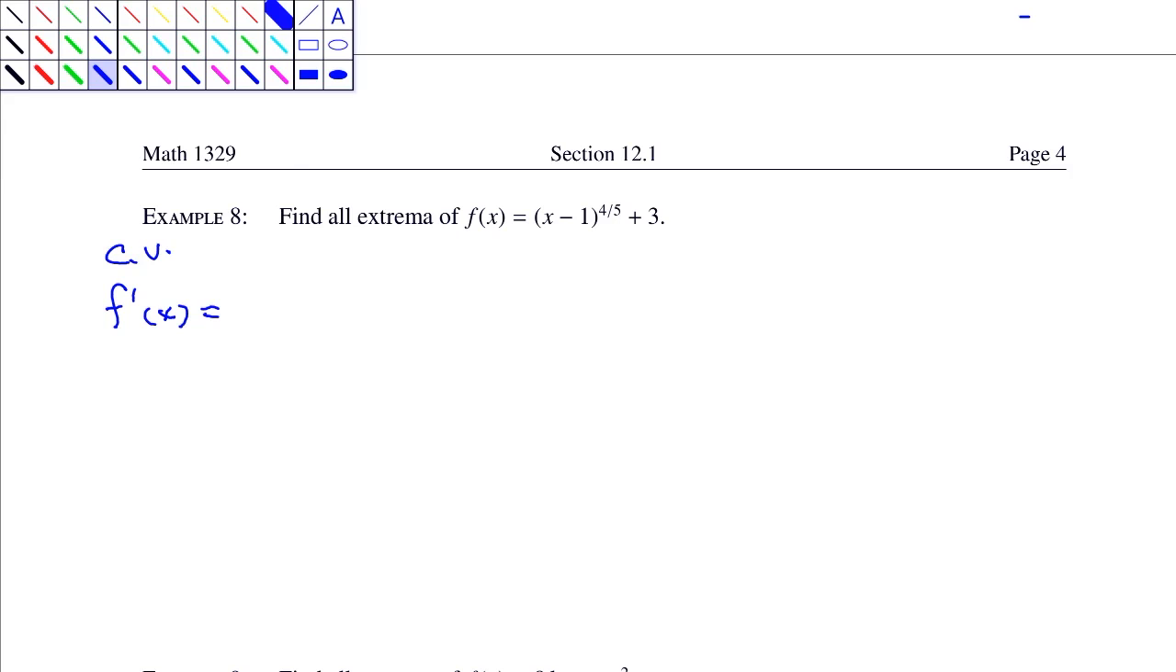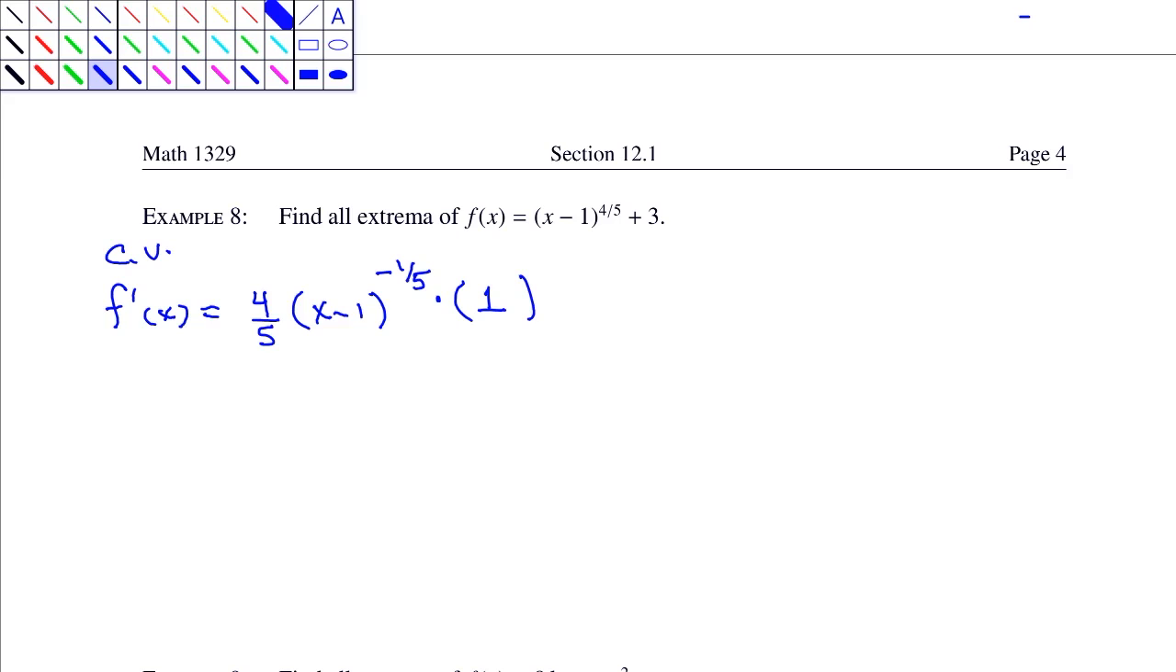To do the derivative, we'll use the power rule along with the chain rule. So we have x minus 1 raised to the 4/5. Use the power rule, bring the 4/5 to the front. The inside stays the same. Decrease the power by 1. So 4/5 minus 1 is negative 1/5. Now, the inside was not just the x. It was something else other than x. So we need to multiply by the derivative of the inside. What is the derivative of the inside? It's just 1. So it didn't change anything, but you still have to think about it.